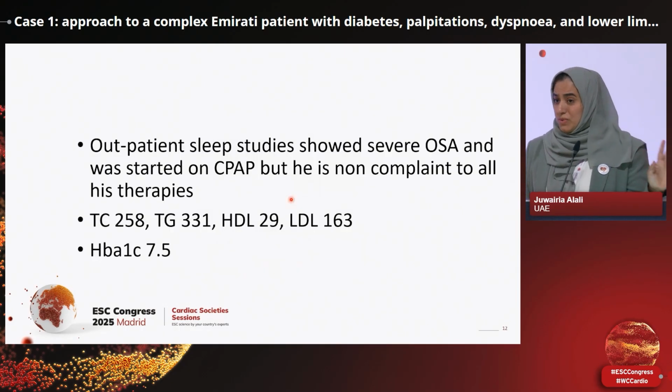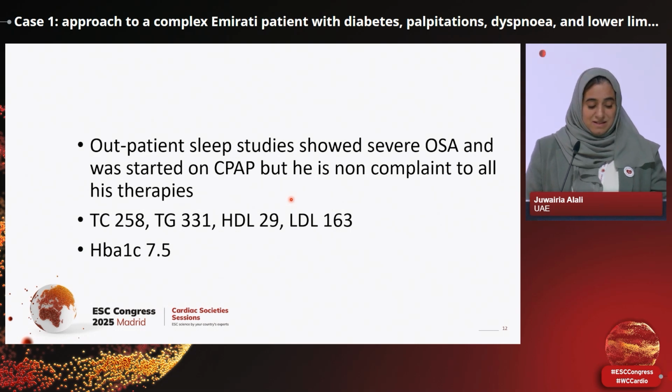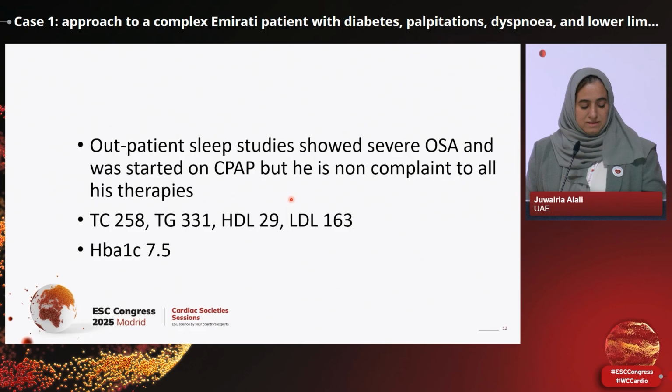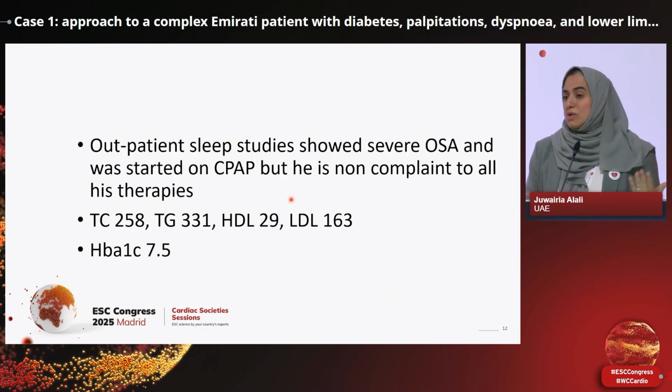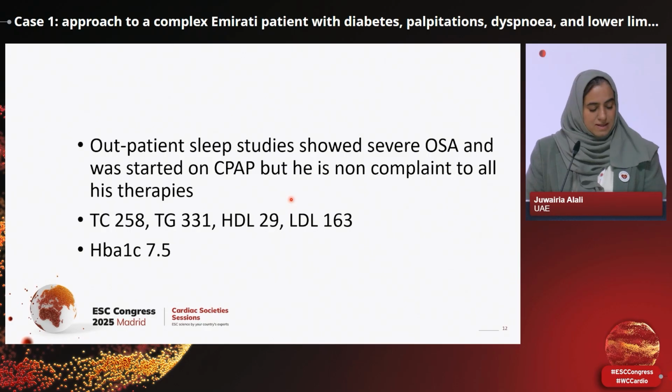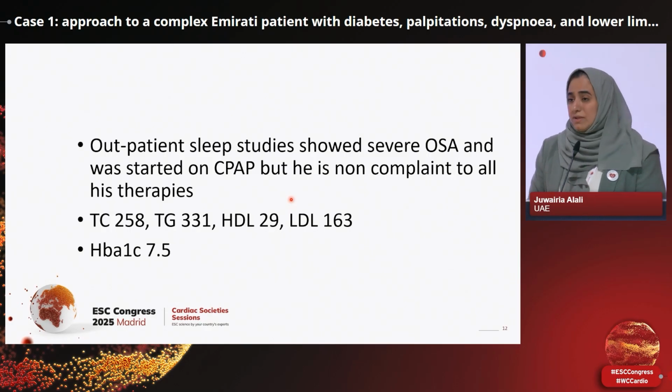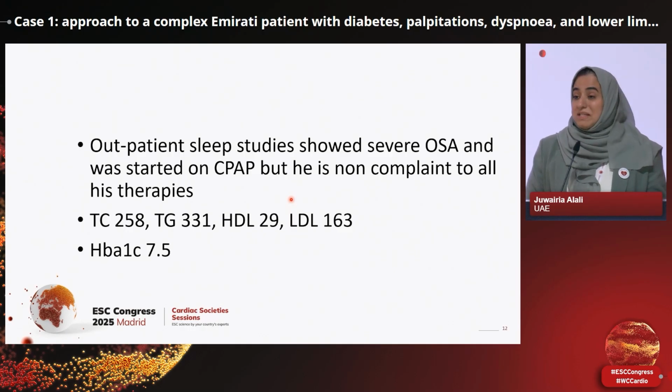So he did manage to get the outpatient sleep study, and he had severe sleep apnea. He was prescribed CPAP, but he was not compliant with it, and he was not compliant with his other therapies as well. That was reflected in his cholesterol parameters, because when he was admitted with the limb ischemia, his LDL cholesterol was 163, so he's not taking his anti-dyslipidemic medication, and his triglyceride was 331. Again, his diabetic control is not that bad, 7.5.